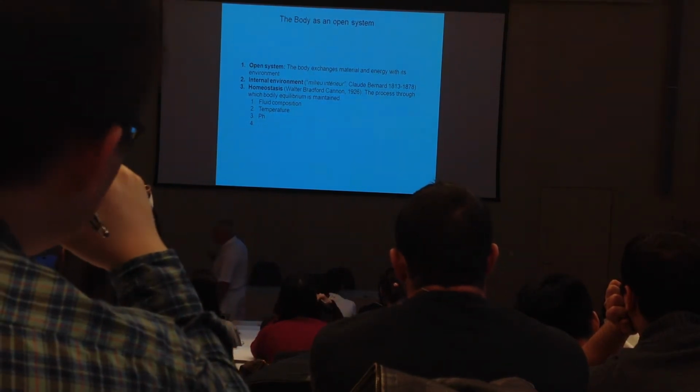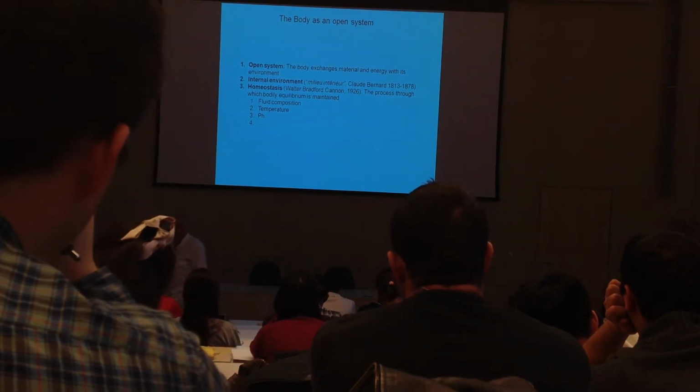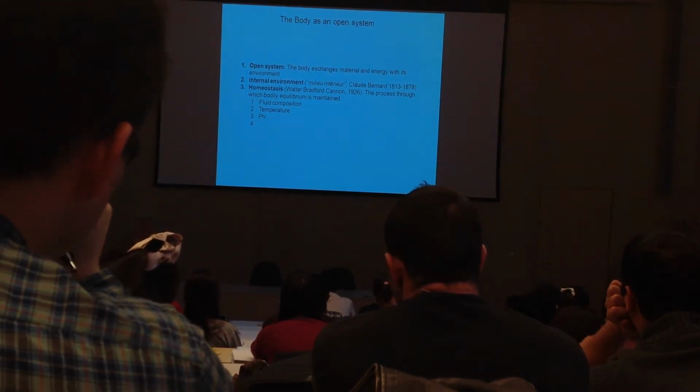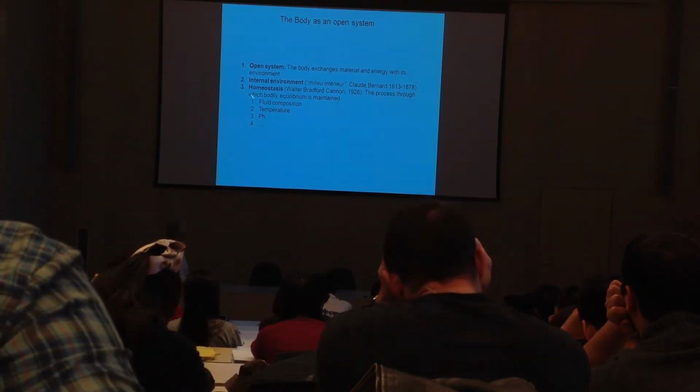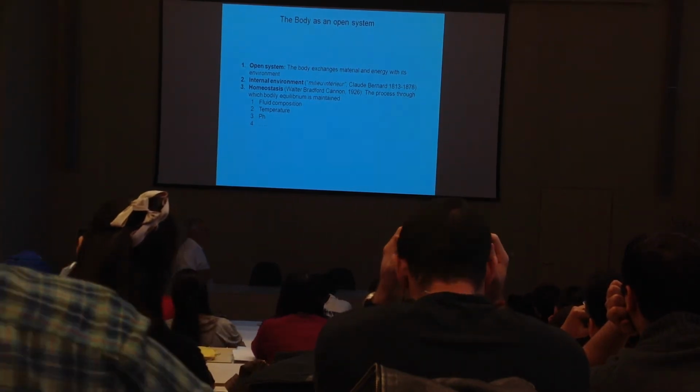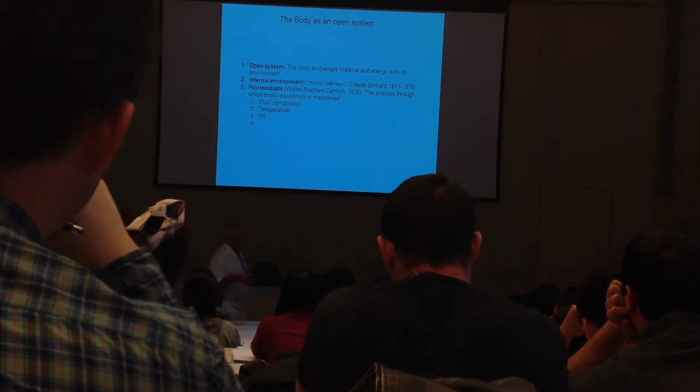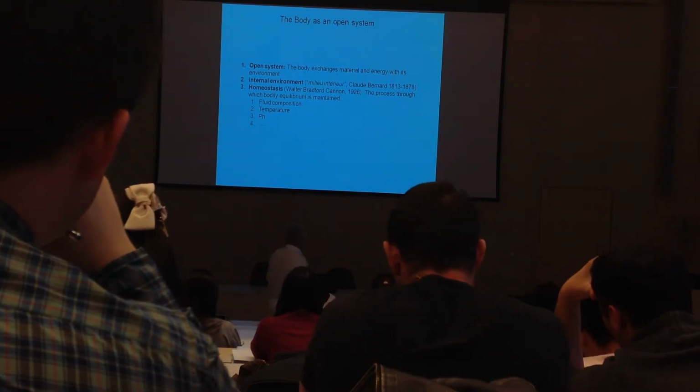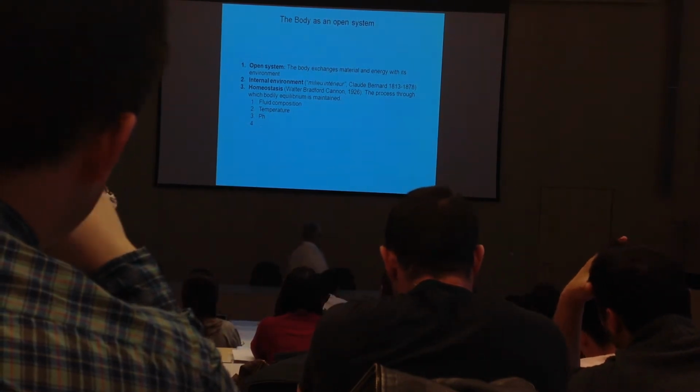What is maintained? The composition of the fluids, like ionic concentrations and the concentration of organic compounds in both the intracellular side and this milieu intérieur, the temperature, pH, and on and on, a lot of parameters of the body should be maintained, and this is what we call homeostasis.